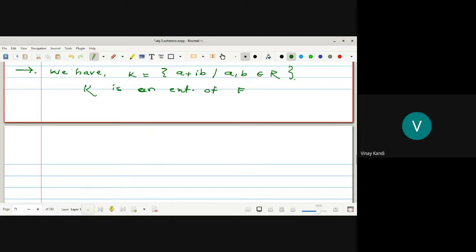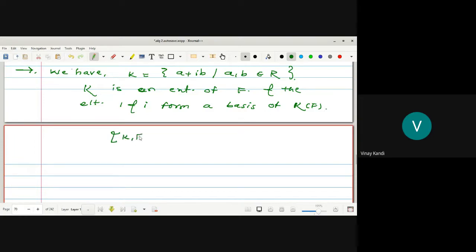And the element 1 and i forms a basis of K over F. Okay, so what is the degree of K over F? The degree of K over F is equal to 2. And from this we have that K is a finite extension of F.